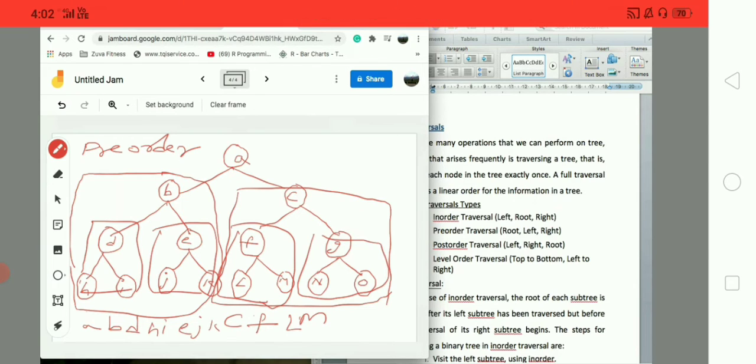So at last it visits the right side, and in the right side G is the root node, N is the left and O is the right side. So in this way it visits each and every node in pre-order.